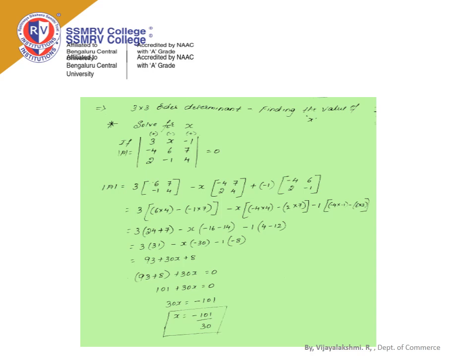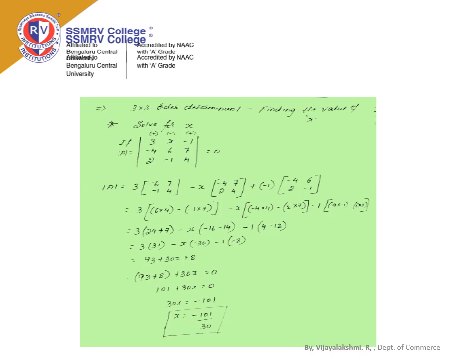Further simplification, 31 into 3 will be 93, plus here we should remember minus into minus becomes plus. 30 into x is 30x, plus 1 into 8 will be 8, and apart from that minus into minus will be plus. Sign will be changed here. So we will get 93 plus 30x plus 8. If we add 93 plus 8, we will get 101.